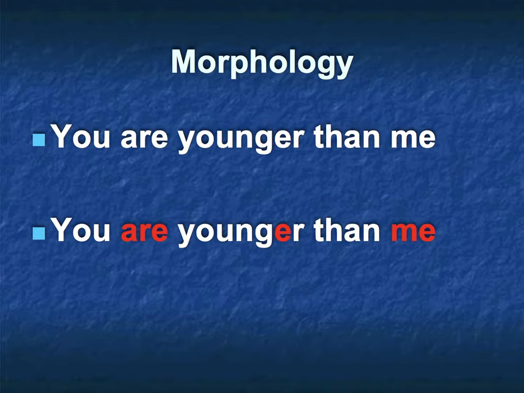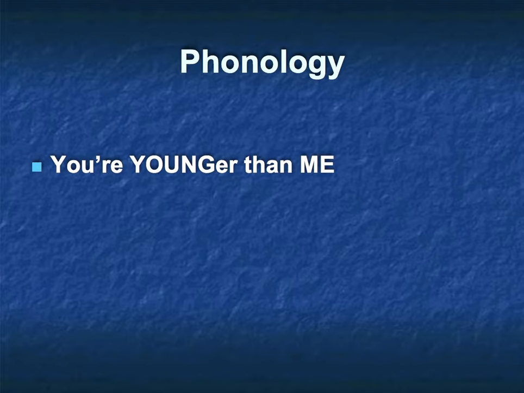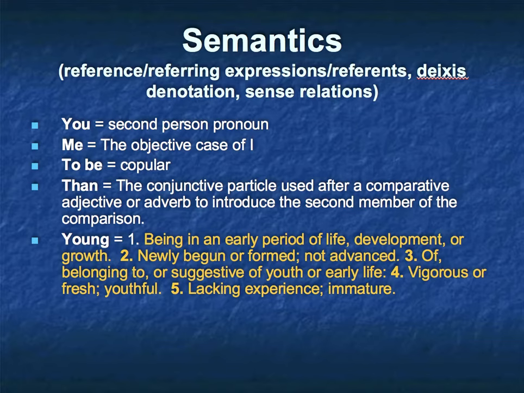It has morphology, so those little bits that tack onto words like comparatives, and the object case of I, me, and then copula be. We can look at phonology and look at the stress, the main stress and secondary stress. You're younger than me. And then we can look at the semantic parts of each of those words, and give a semantic definition of each of the parts of that utterance.